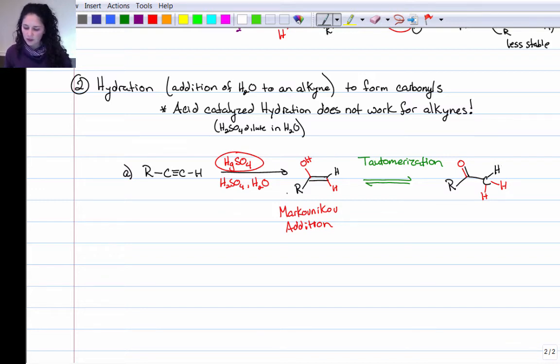These two different molecules are called tautomers. On this side, we have something called an enol. So the ene comes from the alkene part, and the ol comes from the fact that it's an alcohol. So this is an alcohol attached to an alkene, and it's called an enol. And this is the keto form because it's a ketone. So this is often referred to as keto-enol tautomerization.